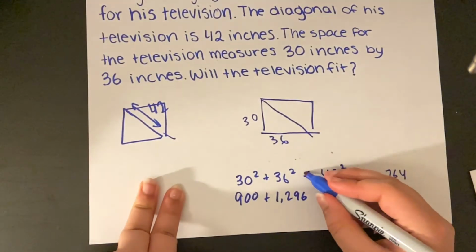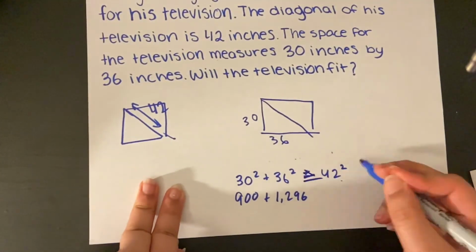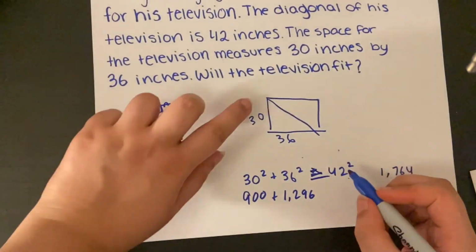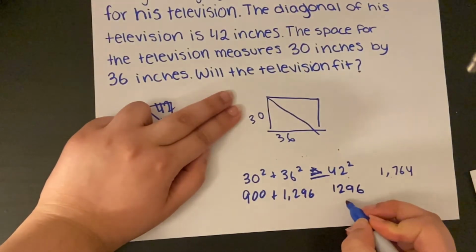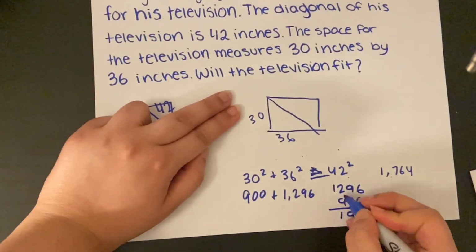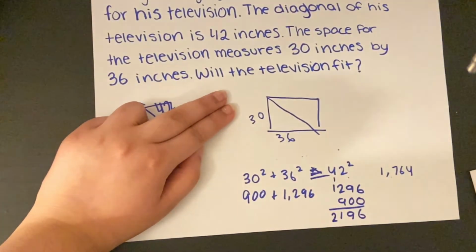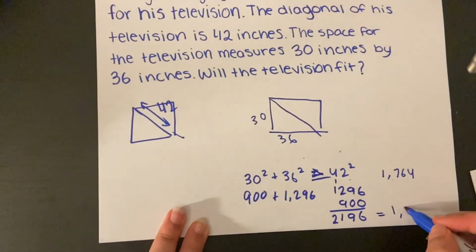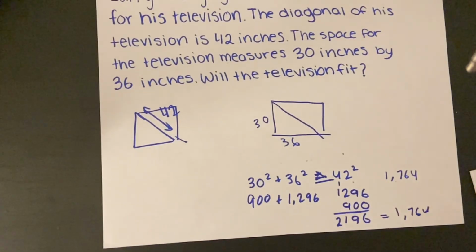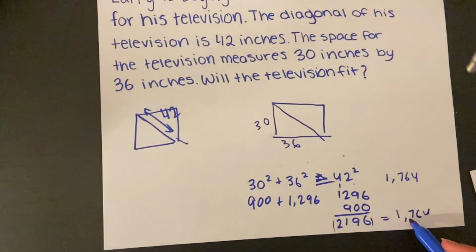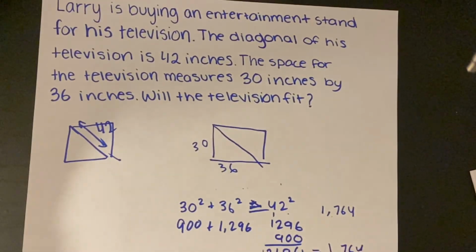All right, well, forget the equal. It has to be greater than or equal to 42 squared. Now, if we add up 1,296 and 900, we're left with 2,196. Now, does that equal 1,764? Well, no, it doesn't, but that just shows that it's big enough space for Larry's TV to fit. And there you have it. That is the Pythagorean theorem.